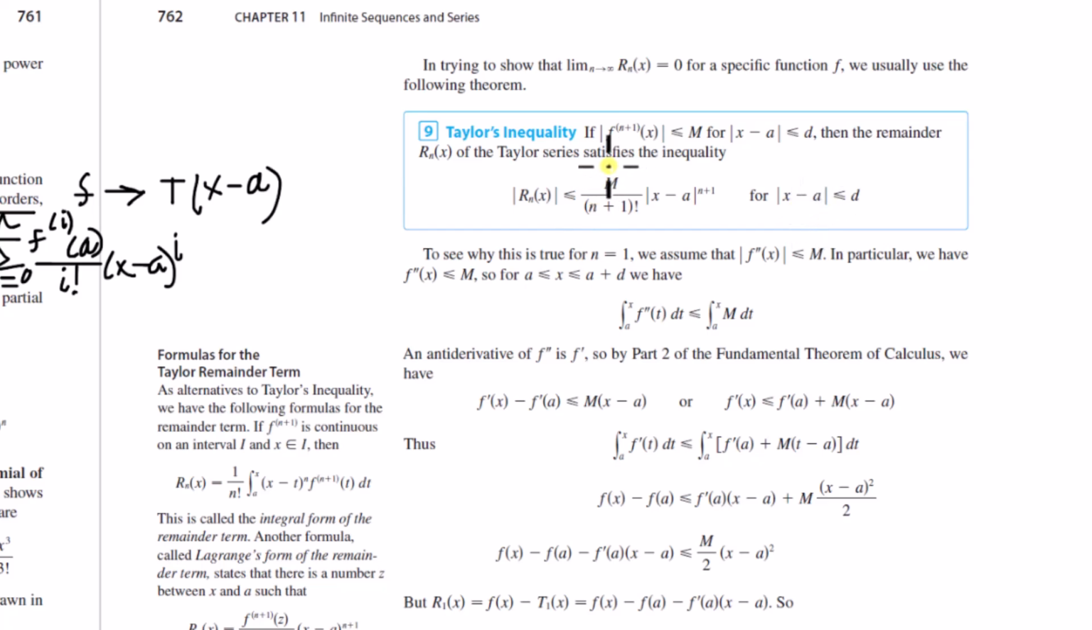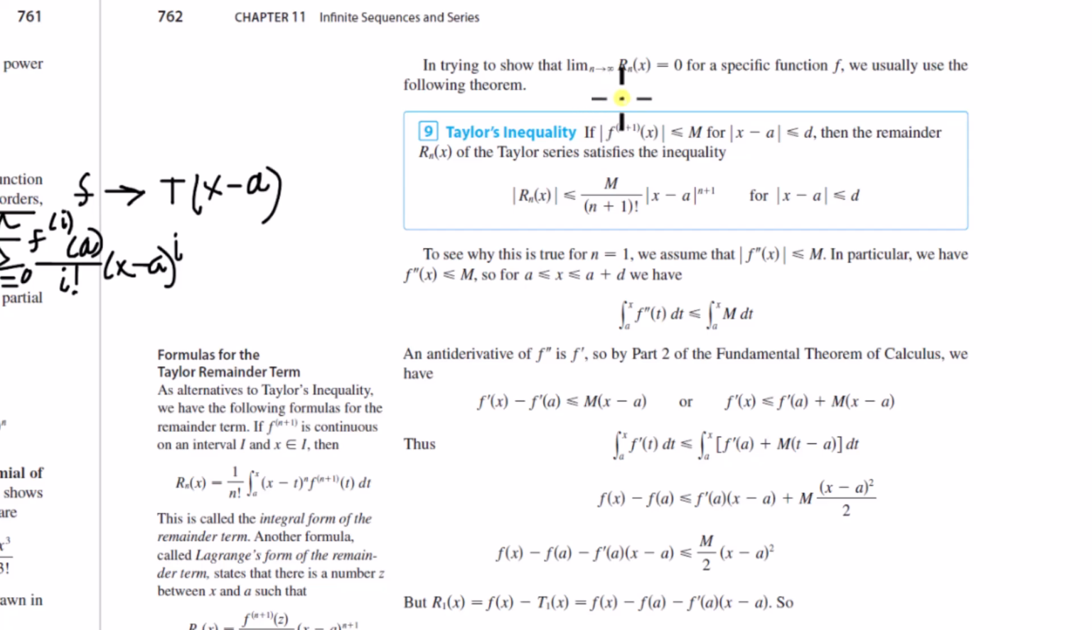Well, let's see, where does capital M come from? Because we know we choose n, we choose a. Here's n. So the only thing we're left with is, what is this capital M? Well, that's here. It's the absolute value of the n plus 1th derivative of the function.